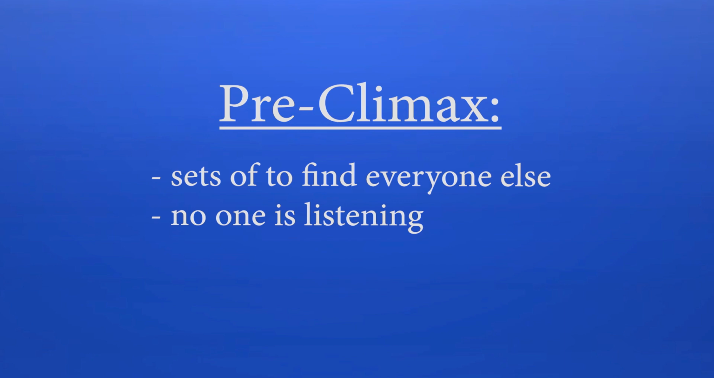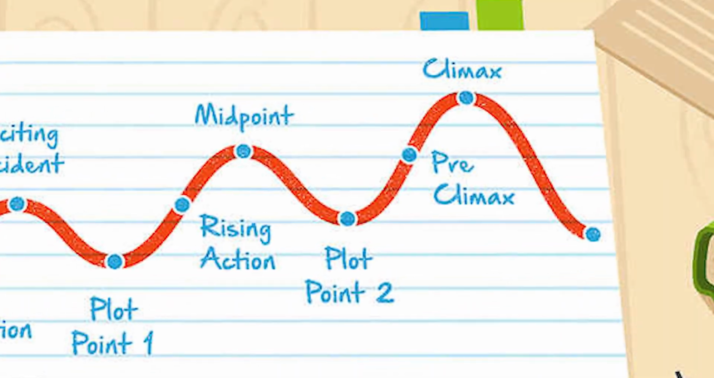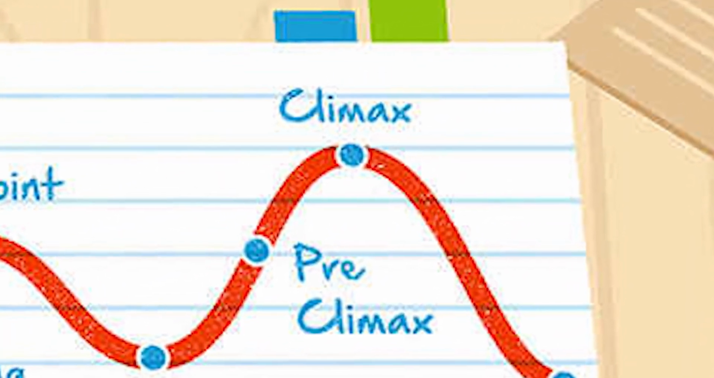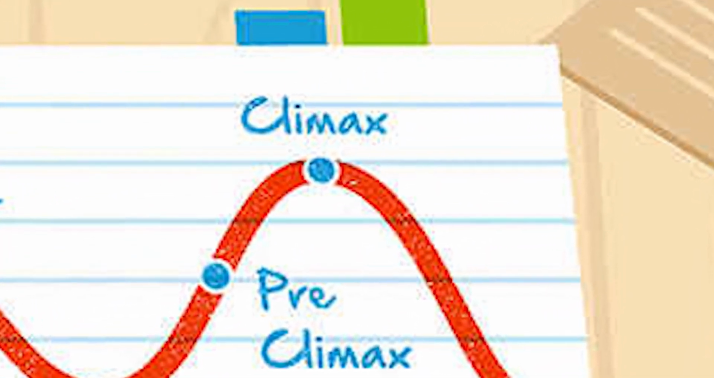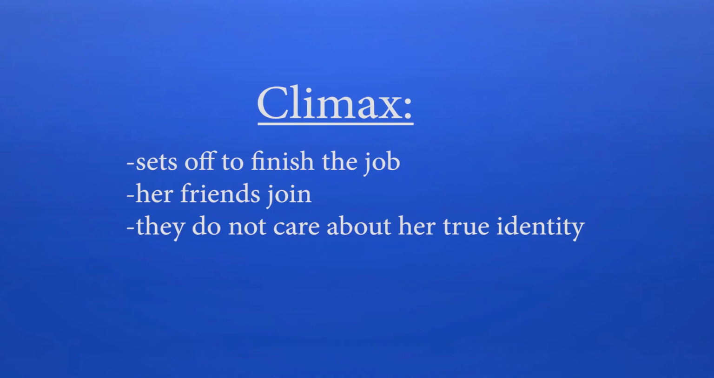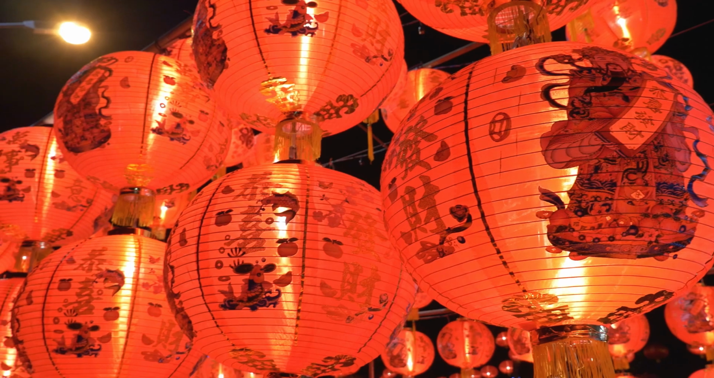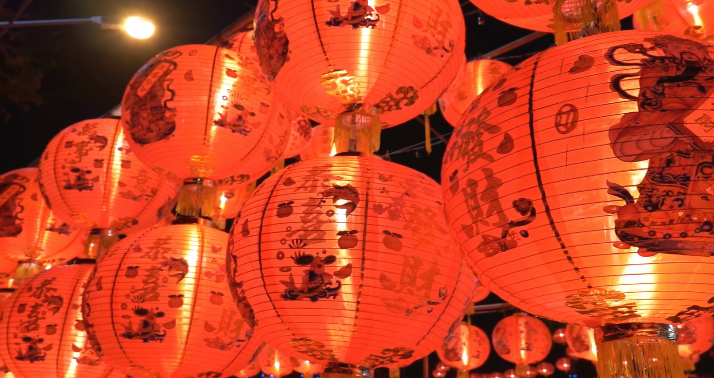After setting off to inform the others about the danger that is to come, no one is listening to her in the process. The climax is the highest level of tension and suspense for the audience. This is where the objective is achieved and the tension is released by the audience. She decides to take matters into her own hands and sets off to get the final job done, while her friends that she became close with during her journey join her, not caring who she really is.